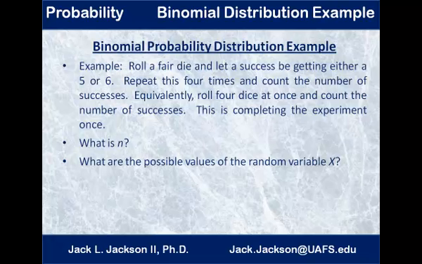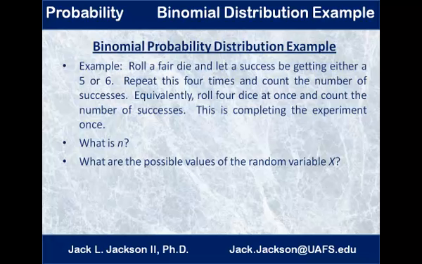Suppose we roll a fair die and let a success be getting either a 5 or a 6. We're going to repeat this 4 times and count the number of successes. So think about what we're doing here. We're taking a die, we're rolling it, and we're going to see if it's a success. If it's a 5 or 6, it'll be a success. If so, we kind of record that. Roll it again, record, again, and again. So we're going to roll 4 times, count the number of successes. That is doing the experiment 1 time, and that gives us an x value. That counts the number of successes.